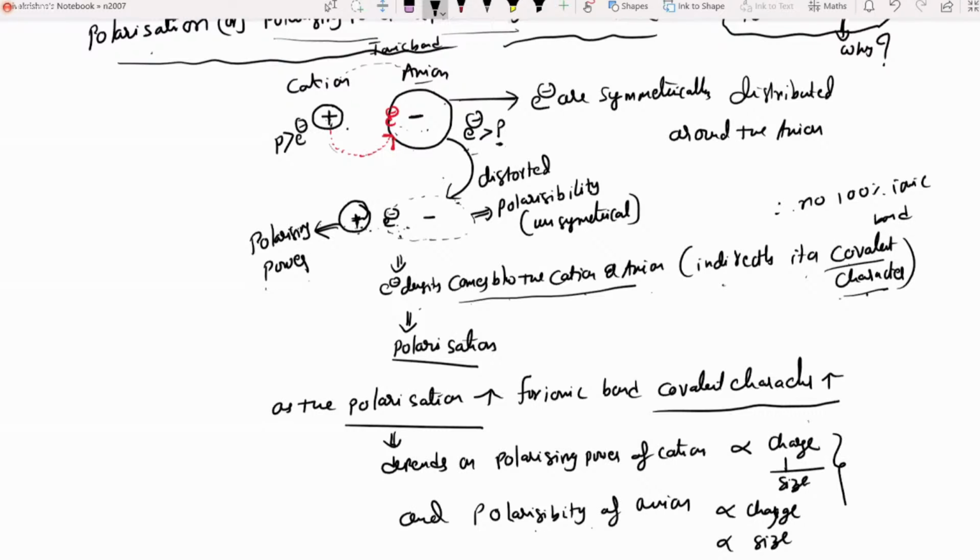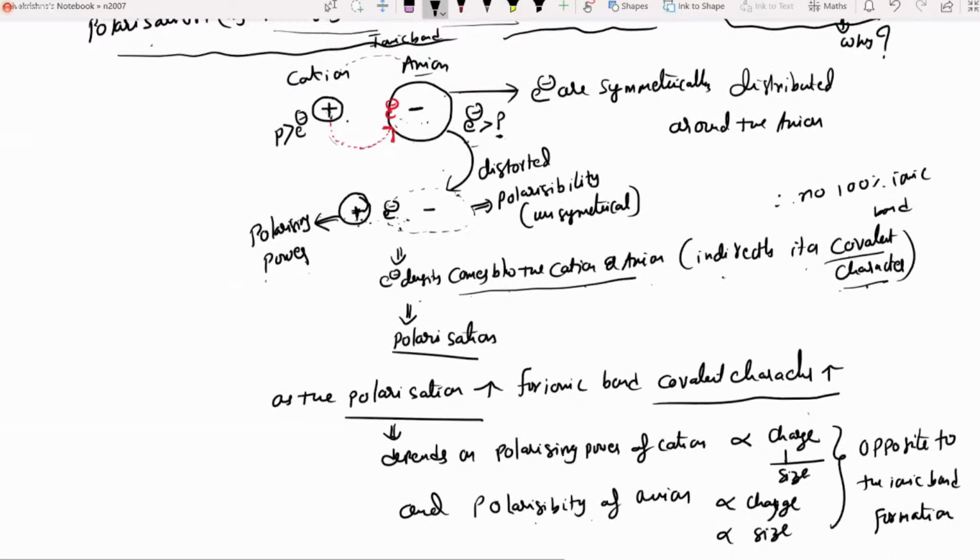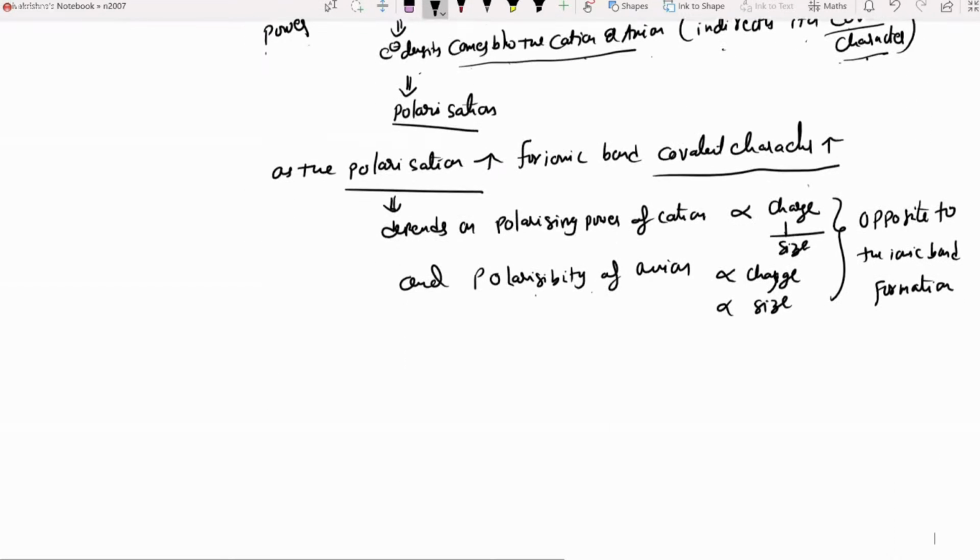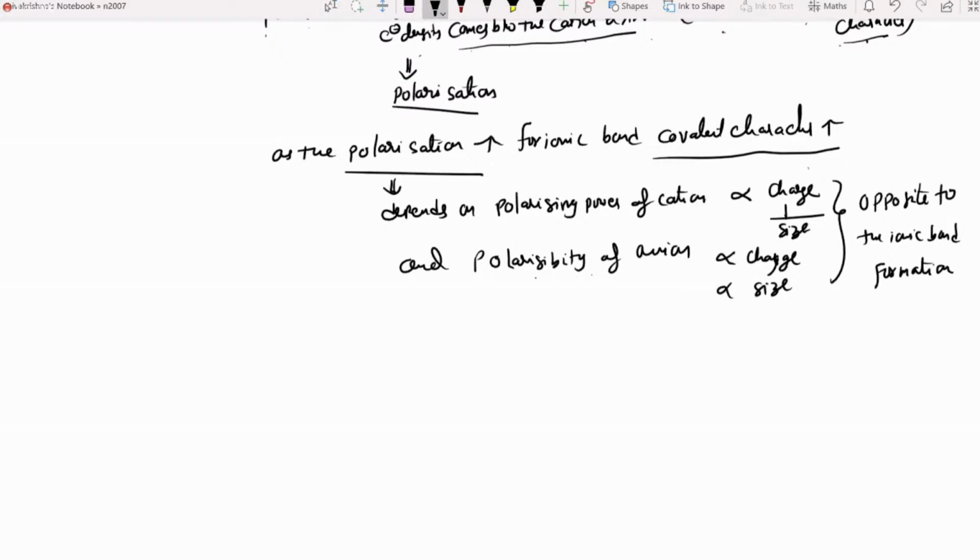So are these conditions opposite to the ionic bond formation? Yesterday, or the day before yesterday, I gave the ionic bond formation conditions. Therefore, as the polarization increases, the covalent character of the ionic bond increases. Polarization depends upon polarizing power of cation and polarizability of anion. So always cation has polarizing power, always anion has polarizability. This polarizing power is directly proportional to charge, inversely proportional to size.